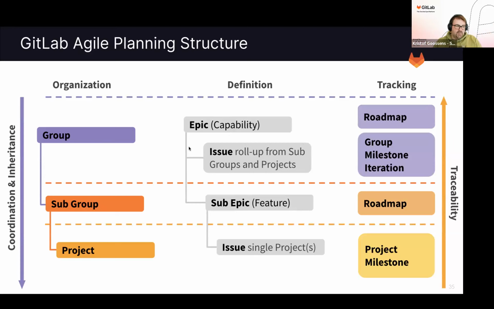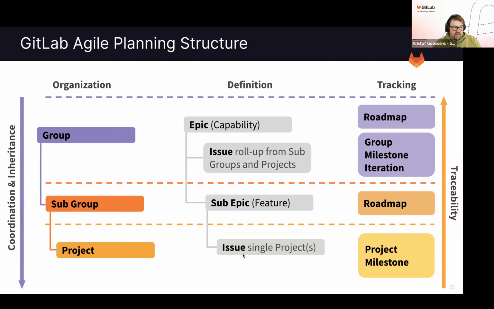Then we're defining epics on a group level, and issues which can roll up from subgroups and the different projects below it. Next, we have sub-epics to clarify slightly more what is meant in an epic, and then issues that are actionable items that need to be picked up. Within those issues, we also have tasks, but I don't think we will be covering that today. It's just another level there.